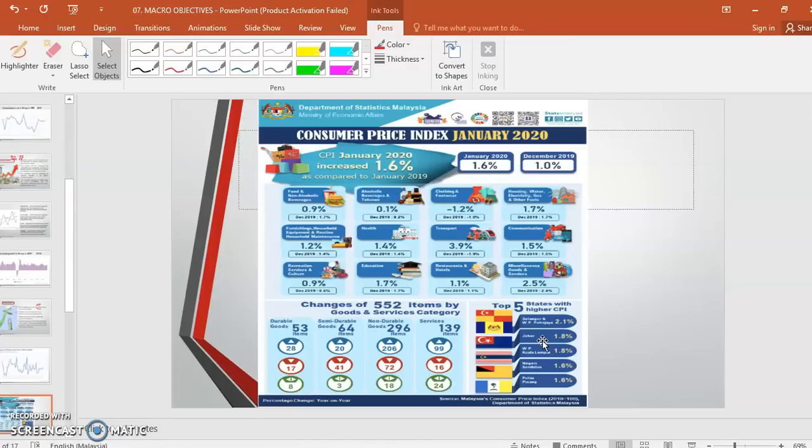Okay, so how to measure inflation? Actually, we use the consumer price index. Okay, tengok sini, January 2020 1.6%, December 2019 1%. Maksudnya kita punya CPI meningkat. Maksudnya harga barang lagi mahal lah, kan? So efek dia, harga barang lagi mahal.